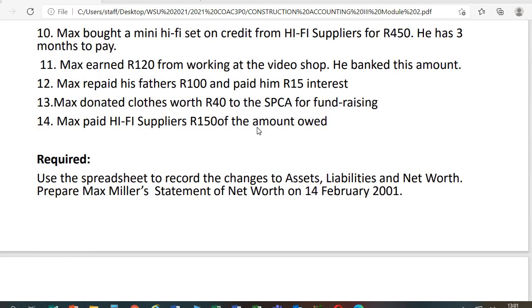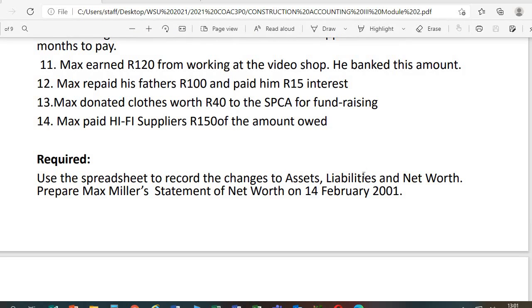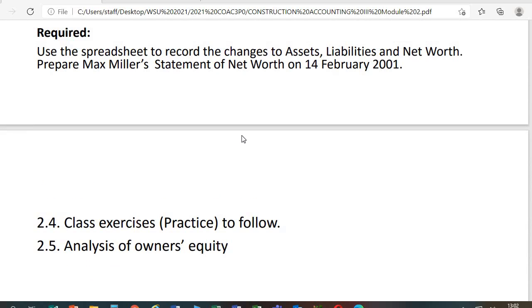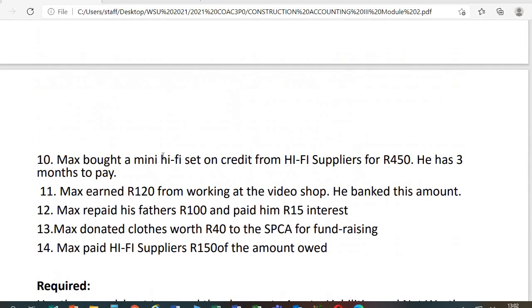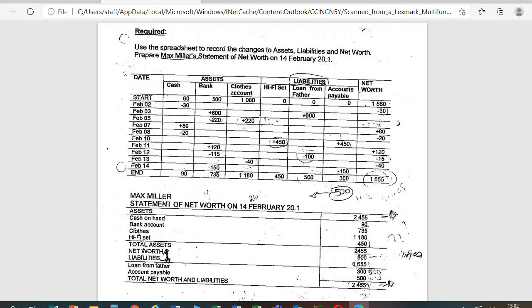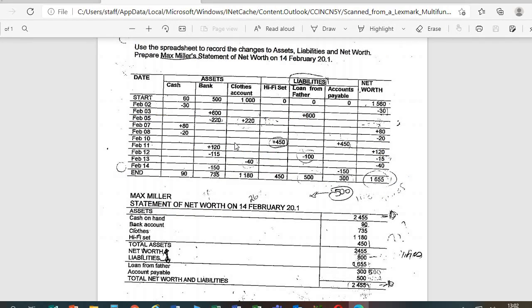You are required to use the spreadsheet to record the changes to assets. You are now to record these changes to assets, liabilities, net worth. Prepare Max Miller's statement of net worth in February 2001. And then you do an analysis of the owner's equity. So we are gonna go to a solution of this exercise. We go through it, and then you start with your date. You've got your assets, your liabilities.